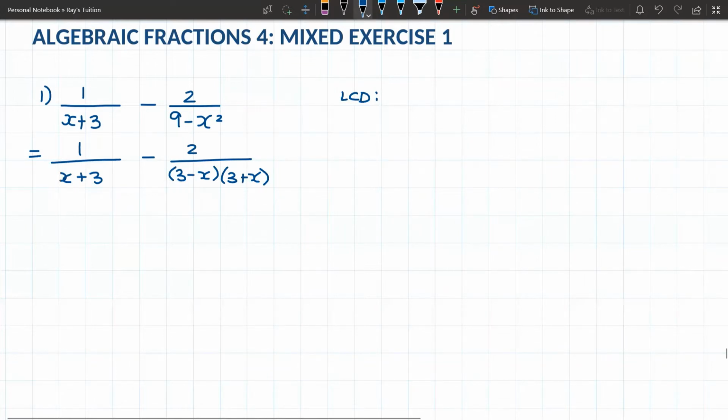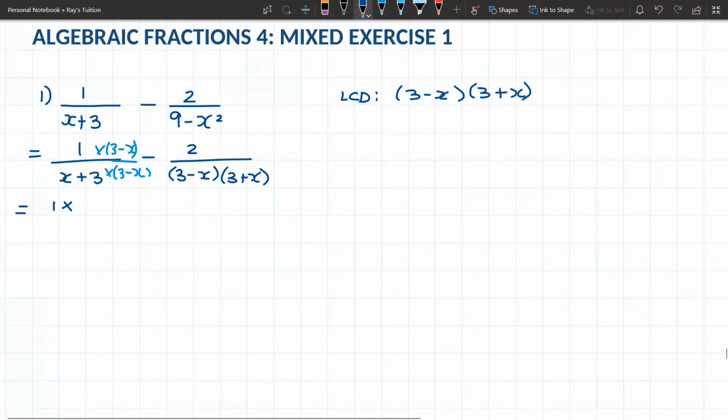Okay, so now what we can do is find the LCD. We can see that this 3 plus x times 3 minus x is the LCD. So 3 minus x times 3 plus x. So we already have that this term is over x plus 3. So we have to multiply this by 3 minus x over 3 minus x. And you should realize that 3 plus x and x plus 3 is the same thing. So that's that part. So now let us write what we have.